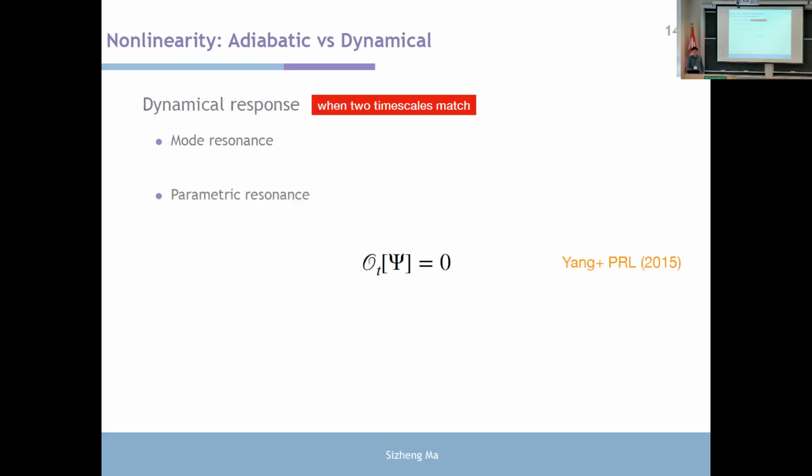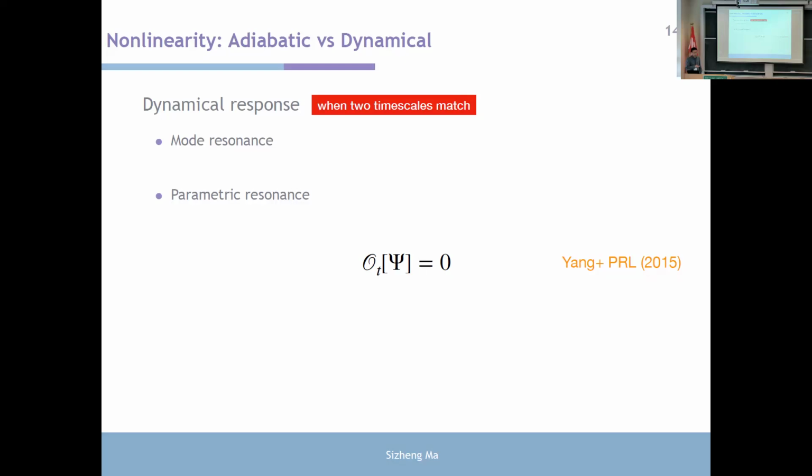The second example is the parametric resonance. Let's imagine we have some nonlinearity, and this nonlinearity introduces some time dependence to the background. And when this time scale matches the black hole quasi-normal mode frequencies, there could be parametric resonance. And examples were given by Yang and collaborators back in 2015.